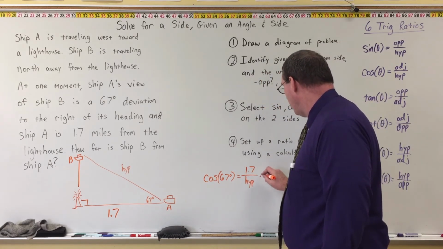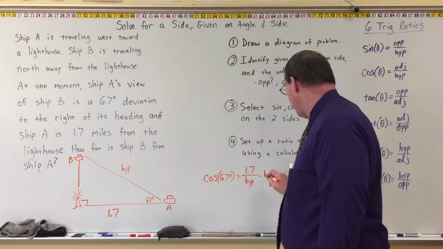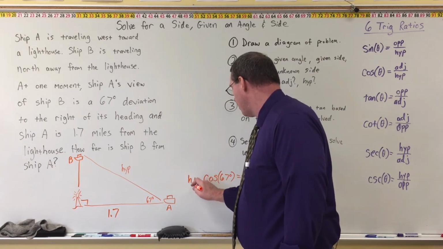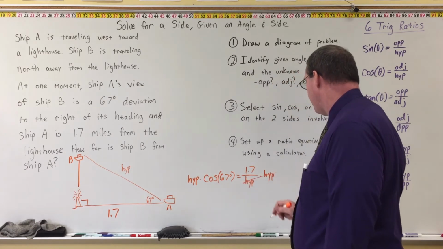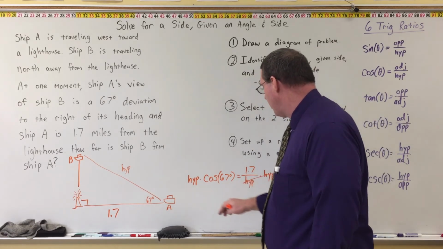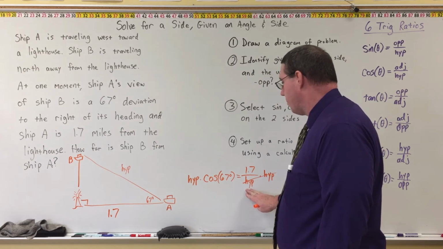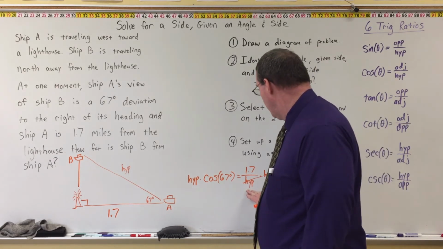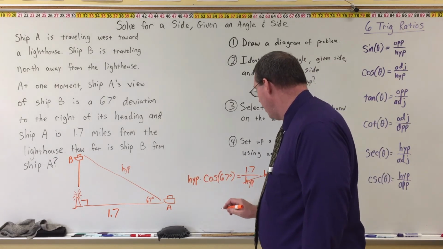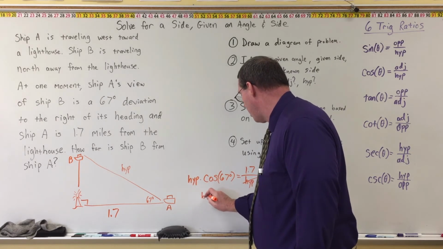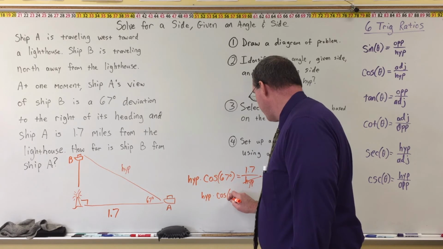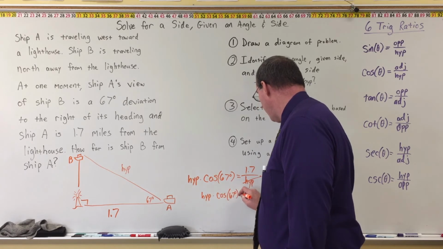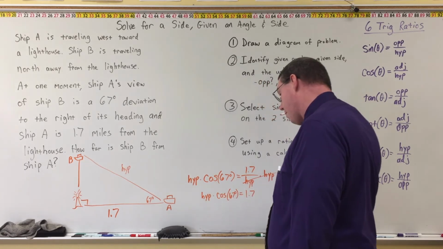Okay, so we're going to multiply by hypotenuse on both sides. Now you may think we don't really get anywhere with that. Yes, we do. Because we're solving for hypotenuse, it's hard to solve for a variable that's in a denominator. So for now, we need to put it over here. So now we have hypotenuse times cosine of 67 degrees is equal to 1.7 miles.